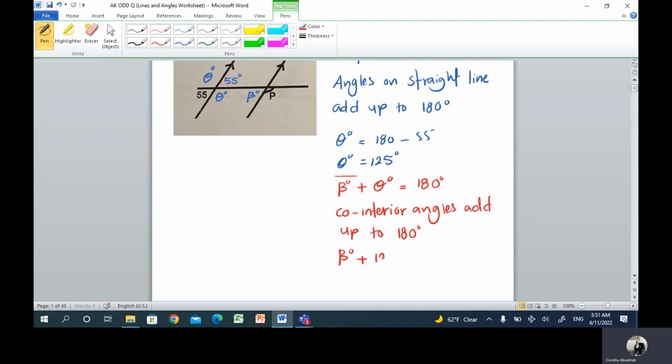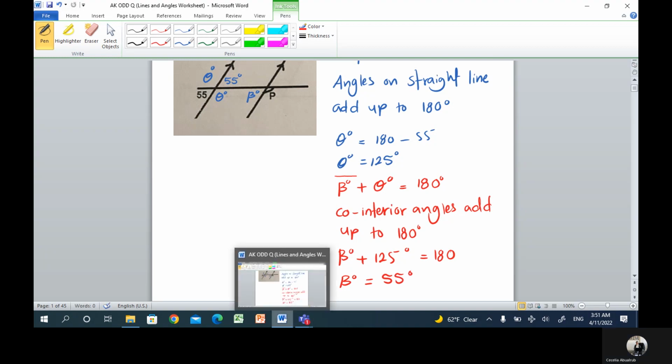Accordingly, if we replace theta with 125 degrees, beta is equal to 180 minus 125, so beta is equal to 55 degrees. And if this is beta, then this is beta as well. And if this is P, then this is P as well.